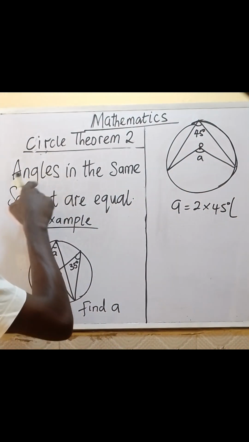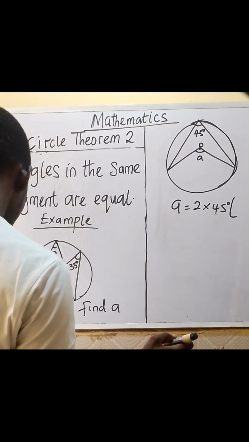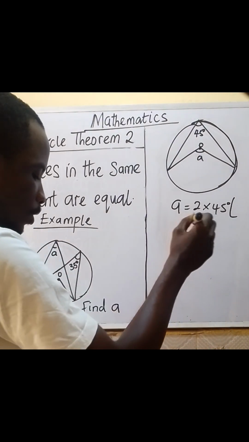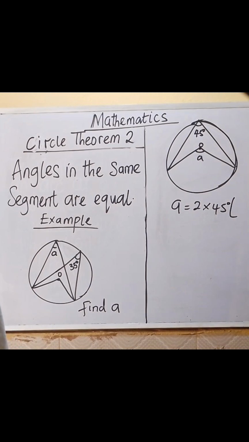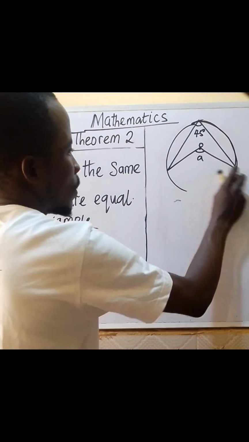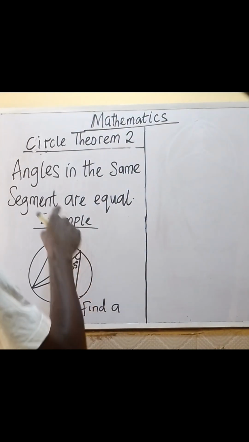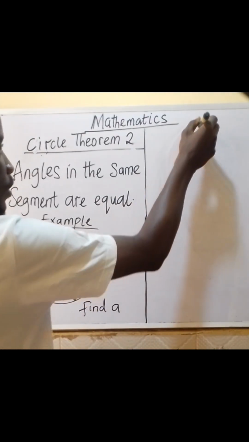Now rule 2 says angles in the same segment are equal. Angles in the same segment are equal. Now we talk about segments. When we talk about segments, let me erase this. And the second one said angles in the same segment are equal. Now let me have my circle. For instance, this is my circle.